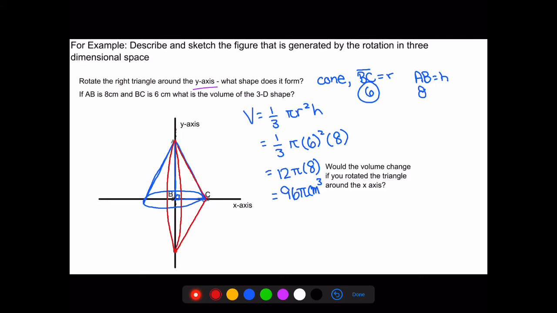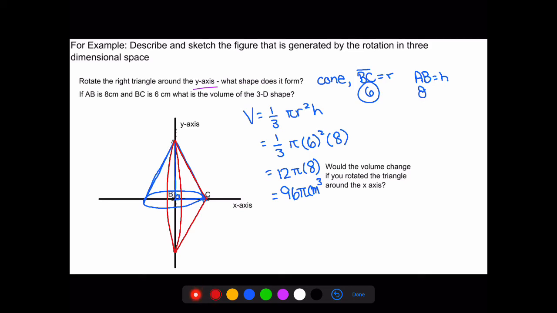And we have this red cone now. Automatically you should be thinking, that doesn't look like it's the same shape. Even if I were to rotate this new red cone 90 degrees and line it up, one's going to be much more flat than the other. Would that change the volume, though?